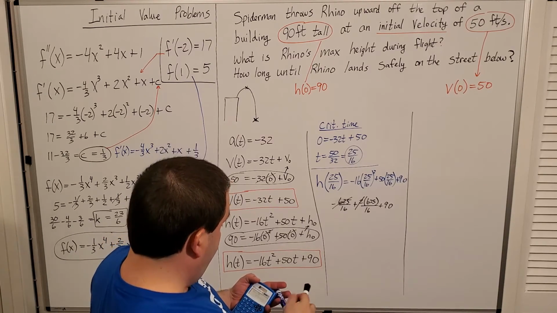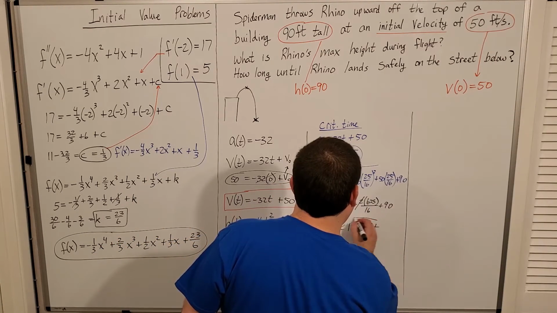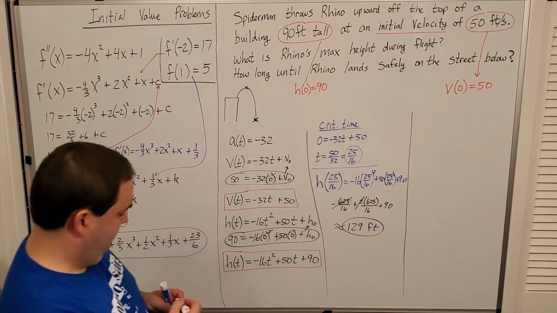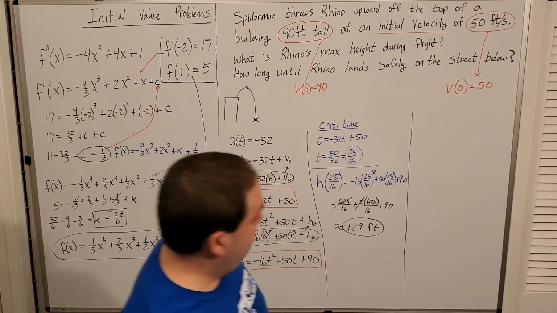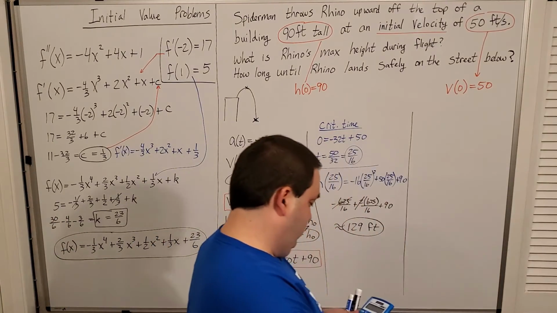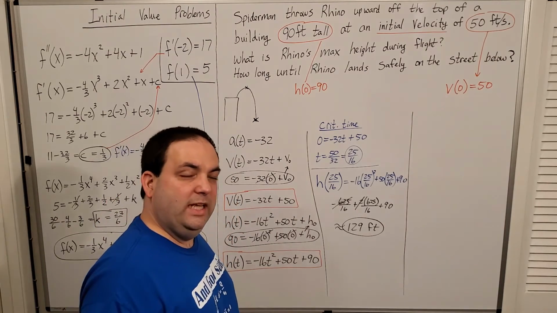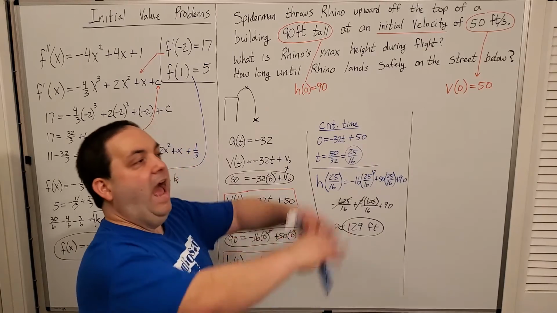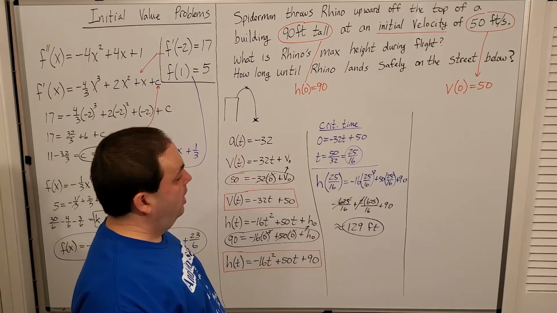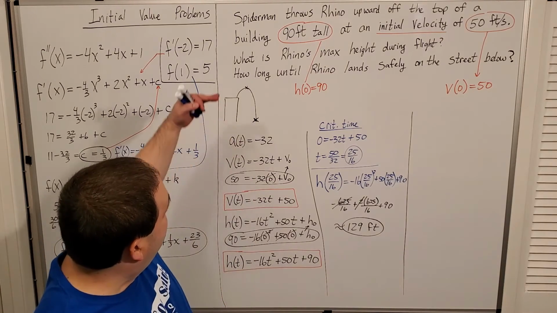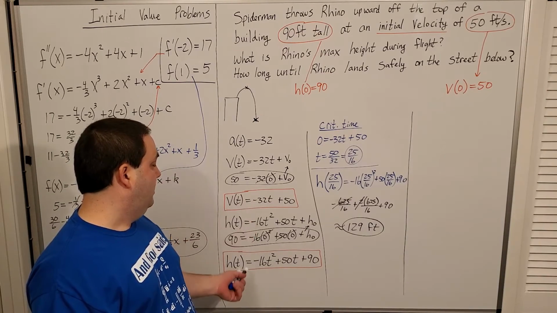Okay, I have 129 feet. Okay? And it happens at 25/16 seconds afterwards. 25 over 16 is 1.56 seconds. So a little bit more than 1.5 seconds after he's thrown in the air, he hits a peak height of 129 feet. Okay? And that comes from the critical point where the velocity is 0, because the velocity is the first derivative.